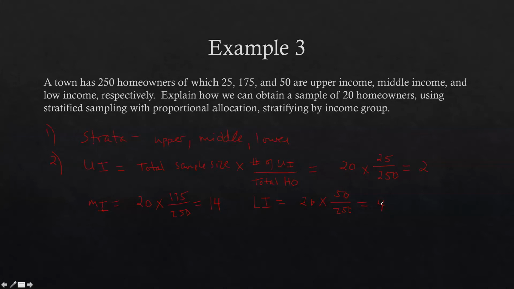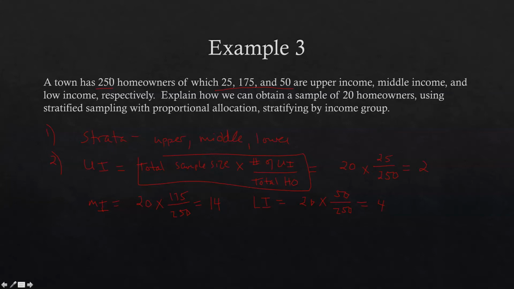Now, what does stratifying do? To conclude this up, we break it into strata. We take the strata, and using our formula right here, total sample size times the number in that particular strata over the total. So these were the numbers in the strata, this was the total, and you're going to get a proportional allocation of how many you should sample from each strata.